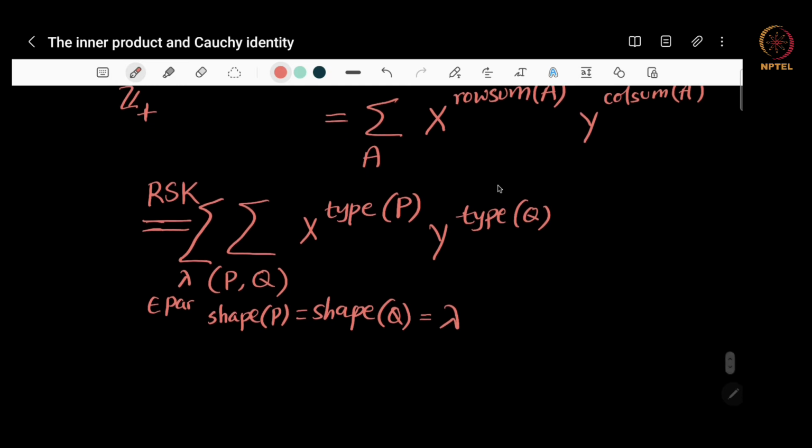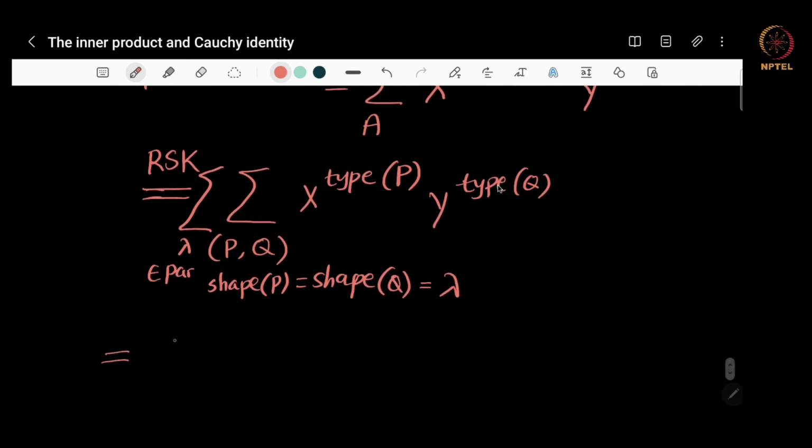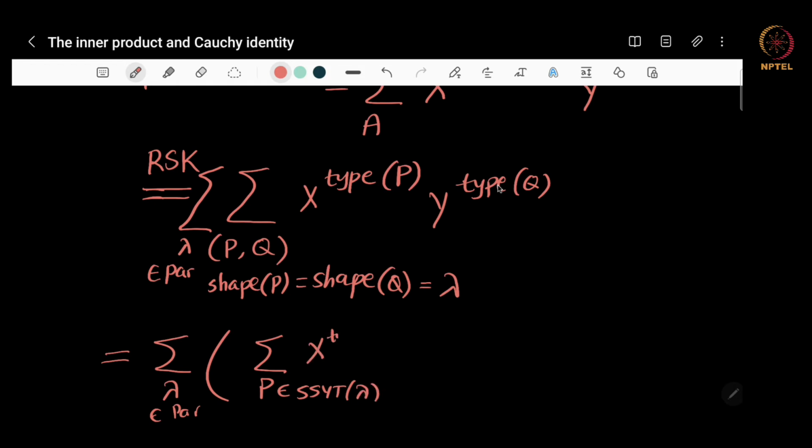Now, what does this mean? This tells me that this sum splits into two pieces. The sum over all partitions lambda of x power type P, where I can just sum over P alone. So P is a semi-standard Young tableau of shape lambda, x power type of P, times the sum over all Q semi-standard of shape lambda, y power type of Q.